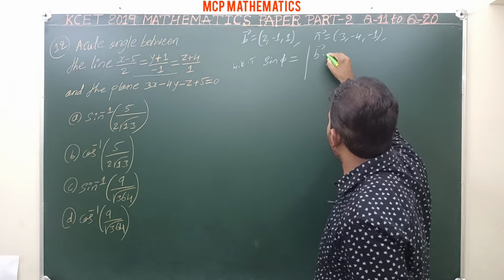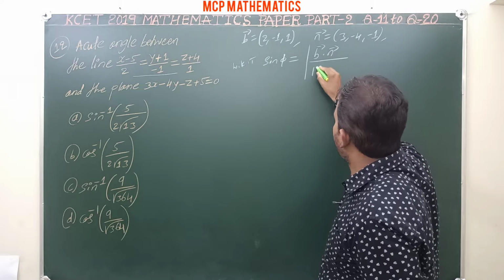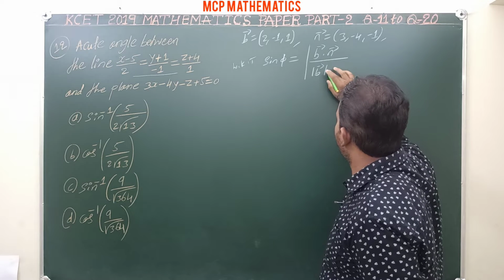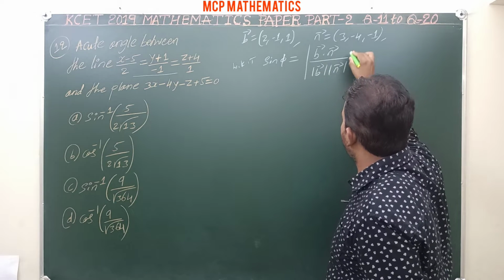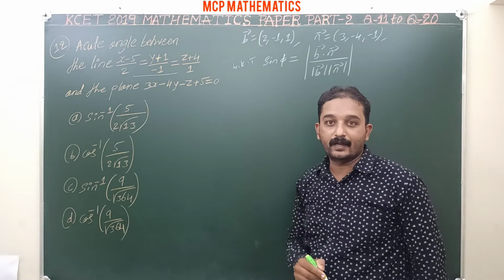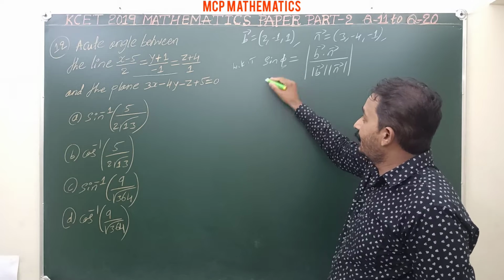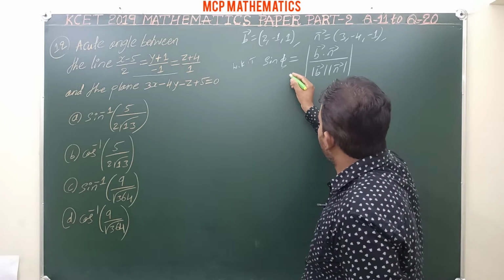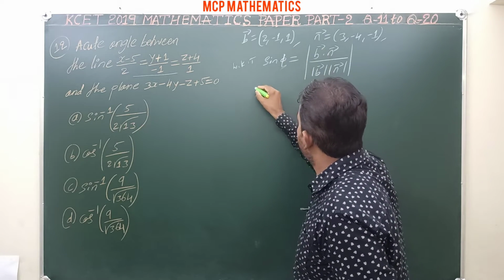sin φ equals B dot n divided by magnitude of B into magnitude of n. So using this formula we have to find out the angle between the line and plane. In this case φ is the required angle. So here substitute the values.